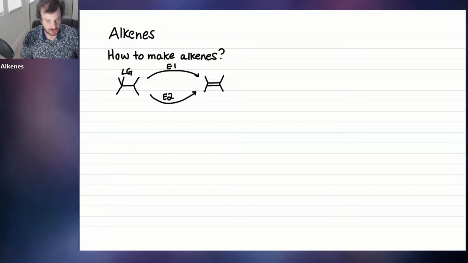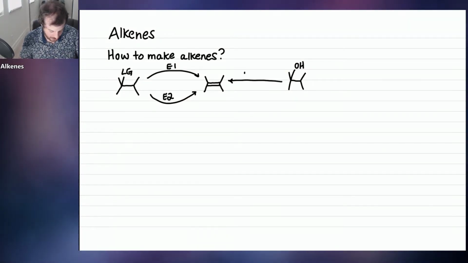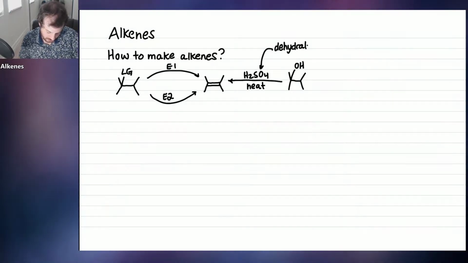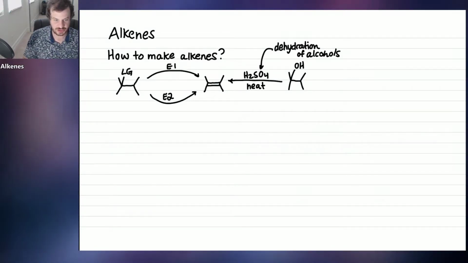Now, as far as I know, there's only one other reaction we've seen that makes alkenes, and it's also a variation of the E1 reaction. It's the dehydration of alcohols. So if we have this alcohol and we treat it with H2SO4 and heat, this is called the dehydration of alcohols. And this reaction produces an alkene as well.